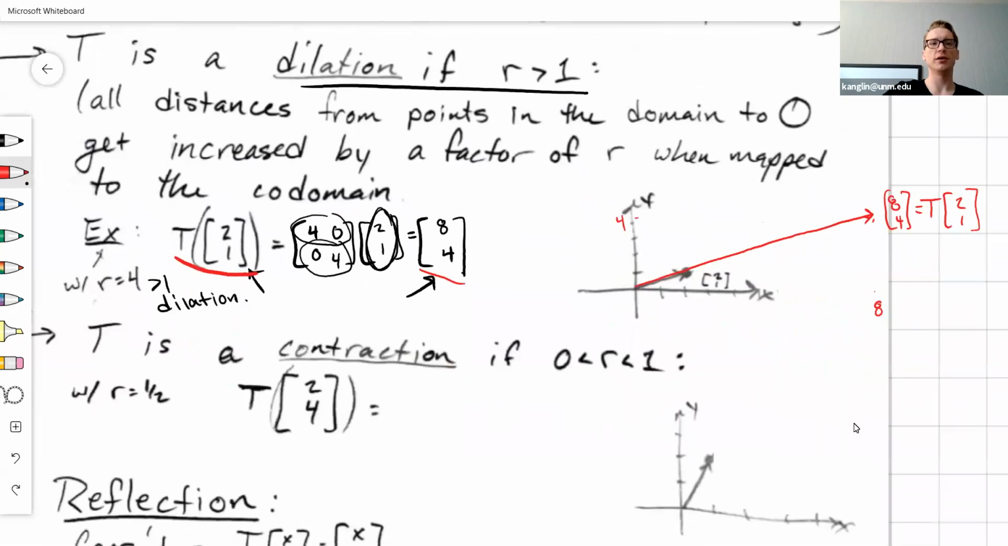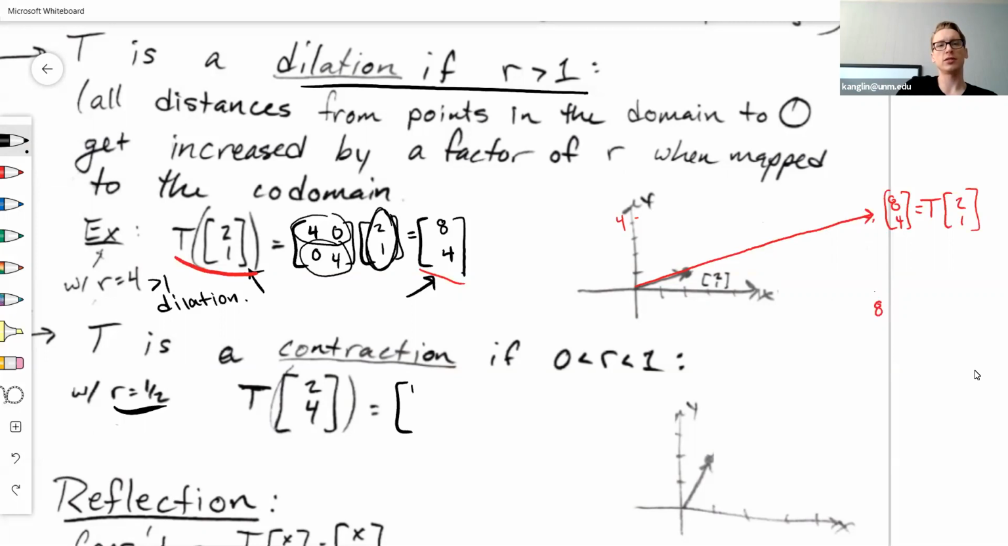Let's also see a contraction. Maybe I'll do the same thing as I did above, except now with an R value between 0 and 1. So not greater than 1, but between 0 and 1, like a half, for example. Well, we call that a contraction if the R value is between 0 and 1, because when we multiply all those distances by R, now we're multiplying by a number less than 1. So it's actually going to shrink all the distances from the origin. Right, so let's see what this vector 2, 4 looks like when we transform it with an R value of 1/2 under a contraction. Let's see what we get.